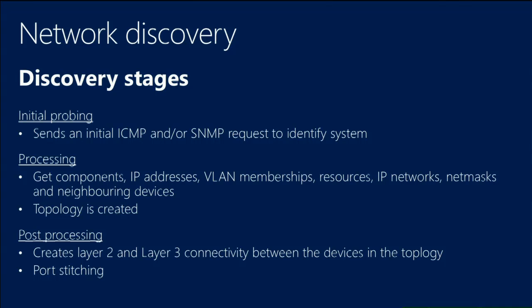But based on that, we will identify the system and go into the processing phase, where we get the components, the IP addresses, the VLAN membership, resources, IP networks, net masks, and neighboring devices through the ARP and IP table, and we create the basic topology of that device. Then the device is added, and you actually see it already showing up in the OM console.